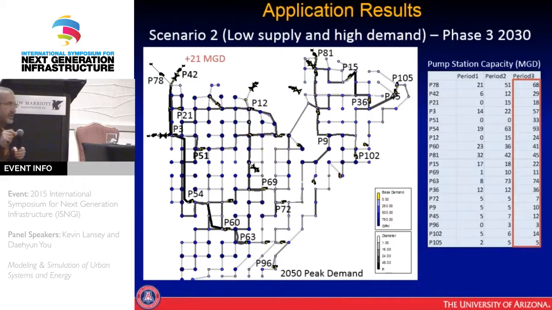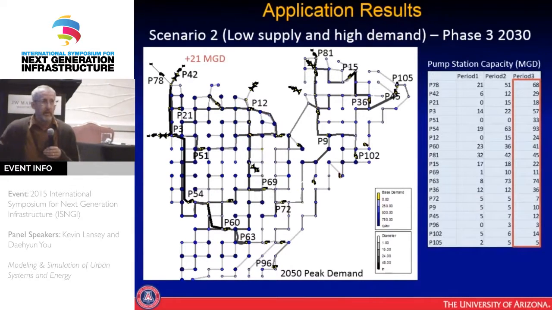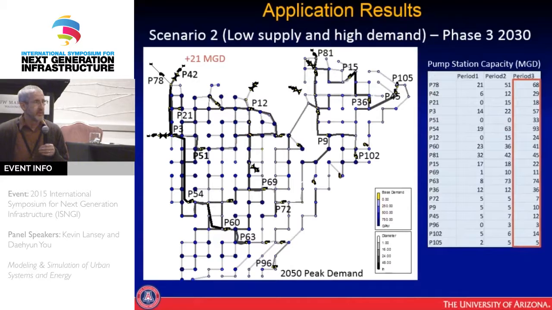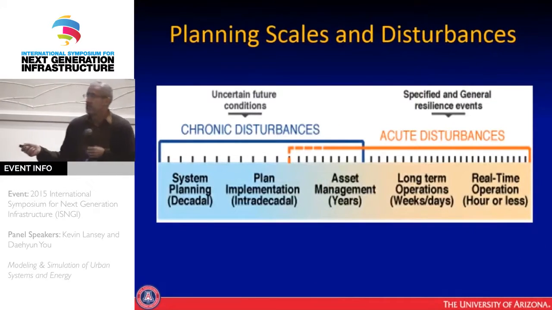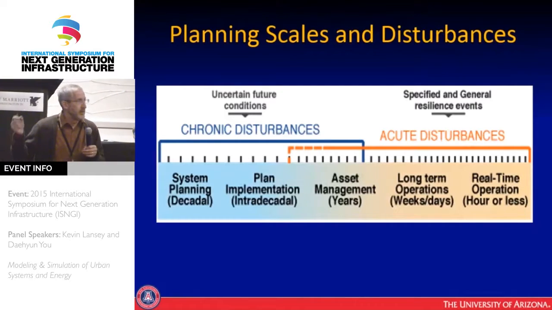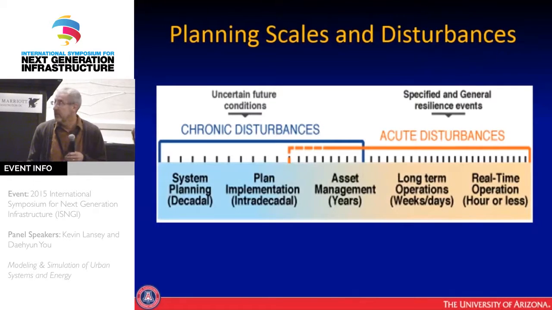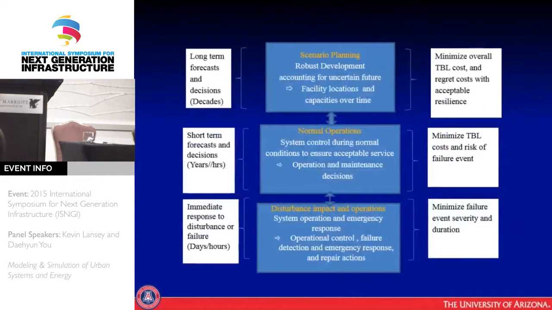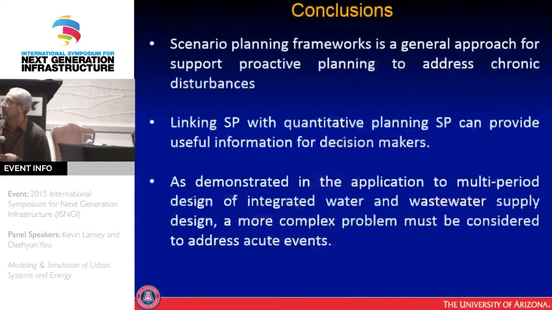So we can then see that having satellite treatment plants not only helps economics, but it also helps resilience and robustness of the system. So the question then becomes, can we get to the point, at least in systems like this and large systems, that we can include both the uncertain future conditions as well as accounting for these acute failures? A 3-level model that we can look at.